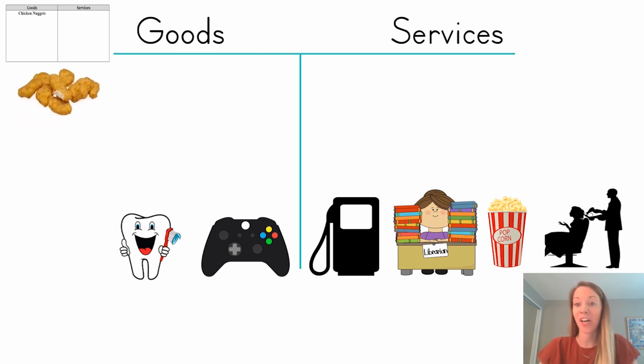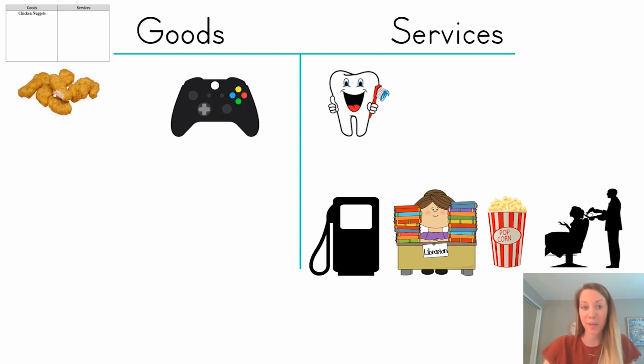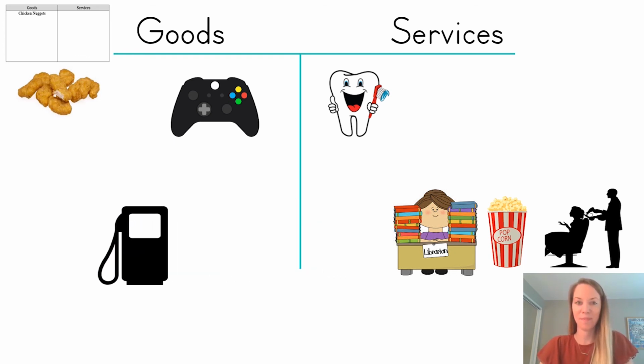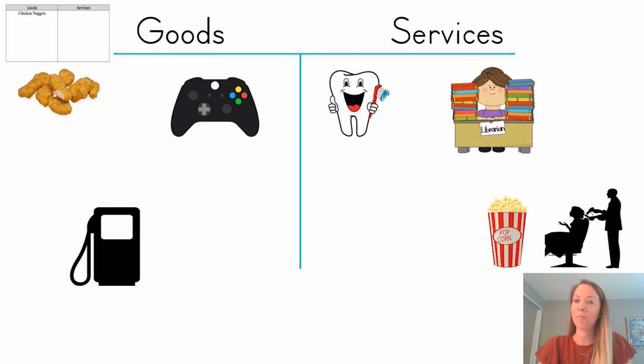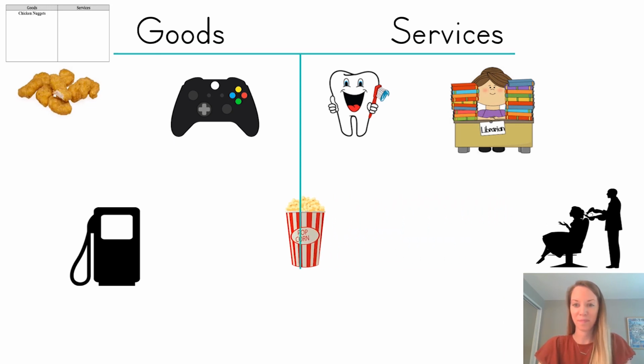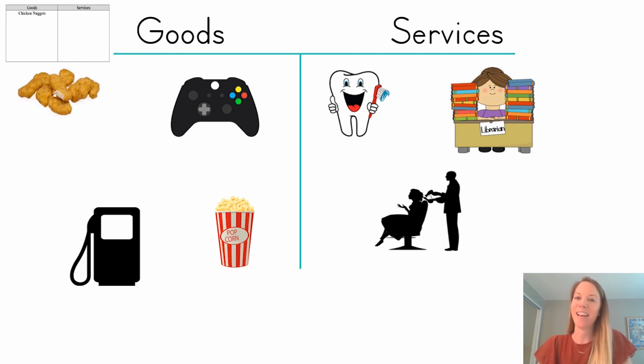Chicken nuggets are a good because I can touch them and I eat them. Getting my teeth cleaned, that's a service because somebody does it for me. Video games, that's a good because again, I can touch it and use it. Gasoline, that's a good. Just like video games, I can touch them and use them. Borrowing books, that's a service because somebody helps me do it. Popcorn, that's a good. And the last one, haircut, that's a service.